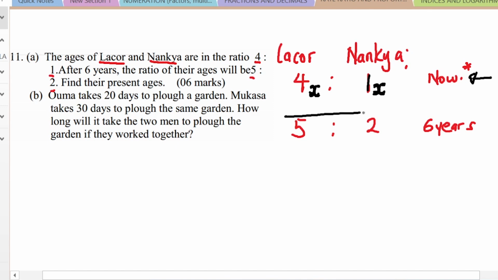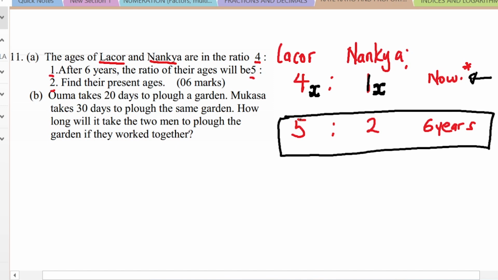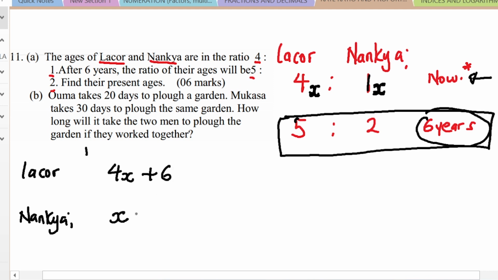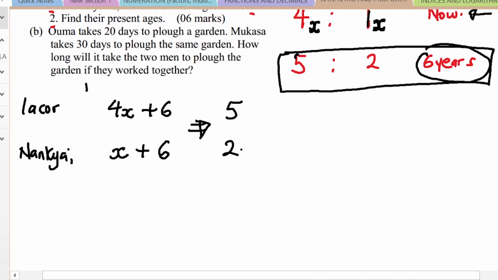However, here is after 6 years. After 6 years, the ratio of their ages is going to change to 5 to 2. So let me say here, this is Lacour and this is Nancha. Right now, Lacour's age is 4x and Nancha's is x, that is 1x. Those are their ages. So after 6 years, I'm going to add plus 6 years here, and plus 6 years here. After 6 years, the ratio of their ages will change into 5 to 2. So this is after 6 years, this is how it's going to turn out.